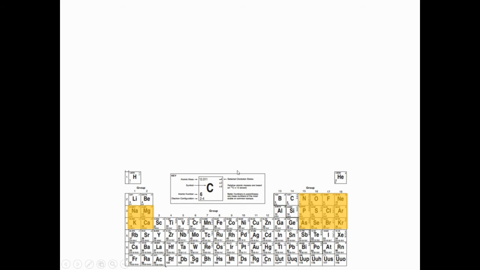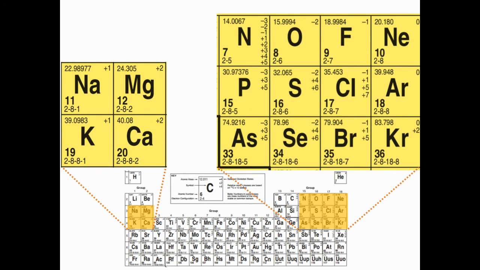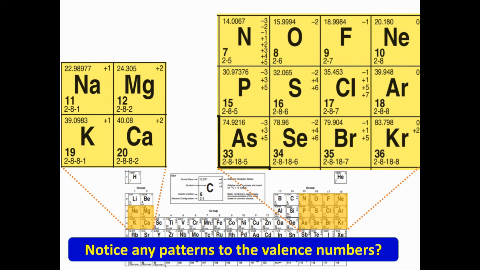Okay, here's another pattern in the periodic table. Let's zoom in and look at some of these elements. I'd like you to look and see if you see any patterns in the valence numbers. Take a moment, hit pause. Okay, do you see any patterns in the valence numbers?